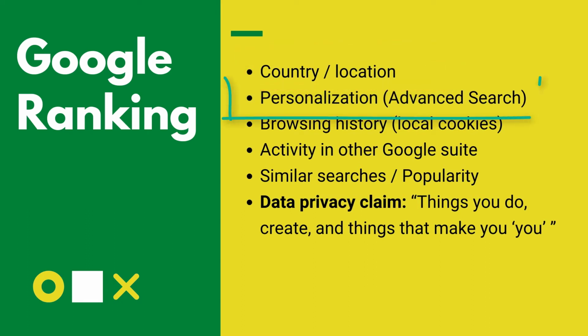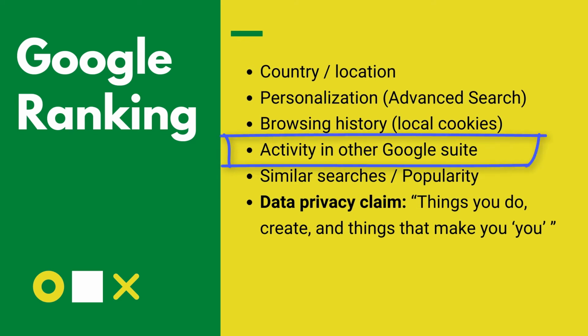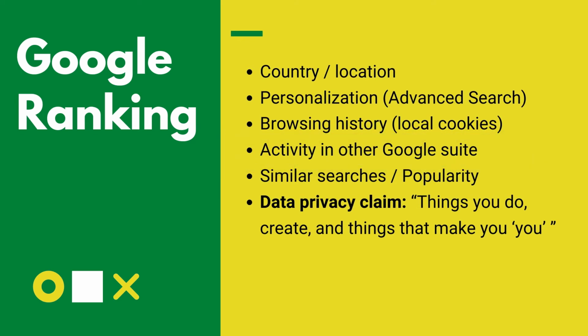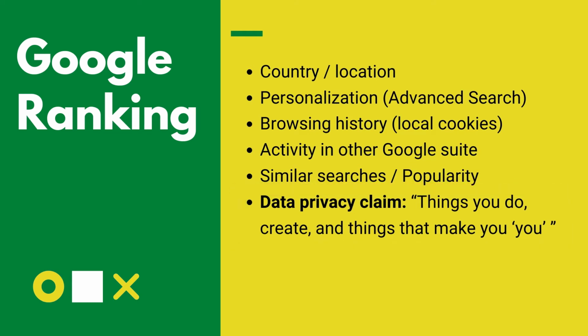Second is personalization, wherein it differs depending on what setup you do with advanced search. Third is the browsing history. These are based on your previous searches. It also detects your activity in other Google Suite apps. Also, it can identify similar searches or results by popularity. Google has this claim on their data privacy: things you do, create, and things that make you you. This means that Google can actually track your activities online. This is just a little reminder to be careful in giving out private information.